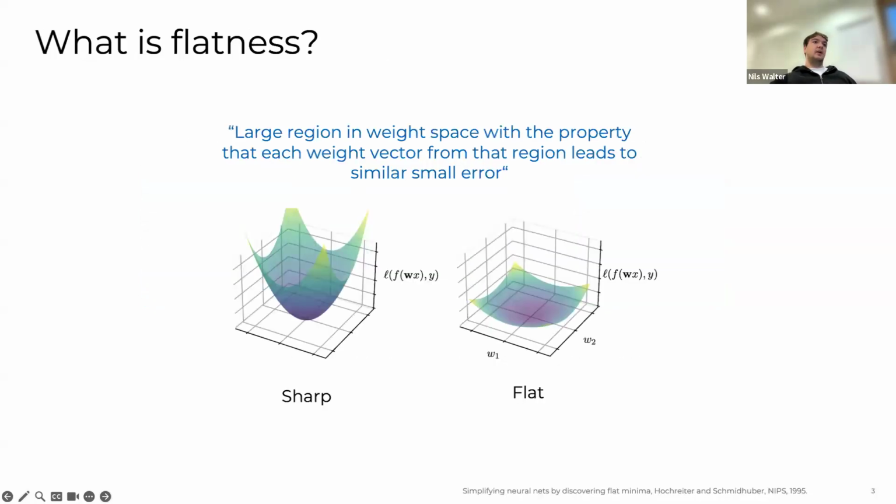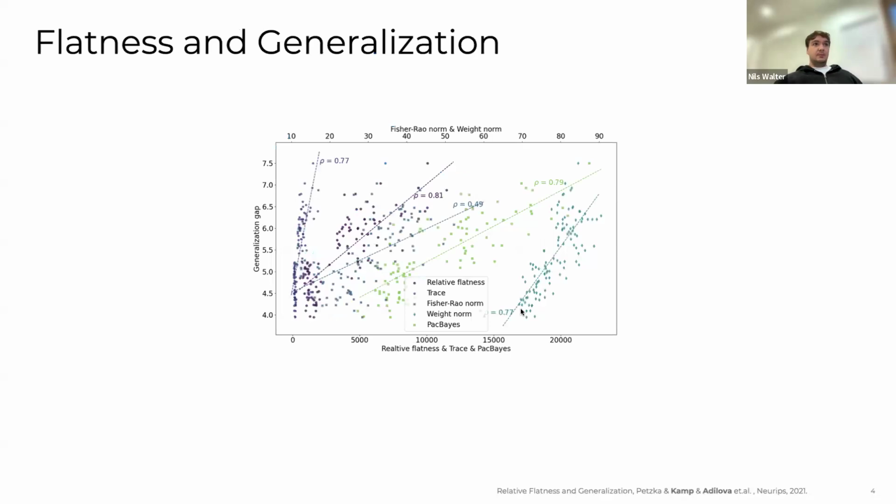Initially, this was introduced by Hochreiter and Schmidhuber already in 1995, and this is a quote from the original paper. What they mean is that you have a large region in the weight space with the property that each weight vector from that region leads to a similar small error. Intuitively, if you start wiggling your weights and it doesn't change much, then you're in a generalization area of your loss surface, and then you get good test accuracy.